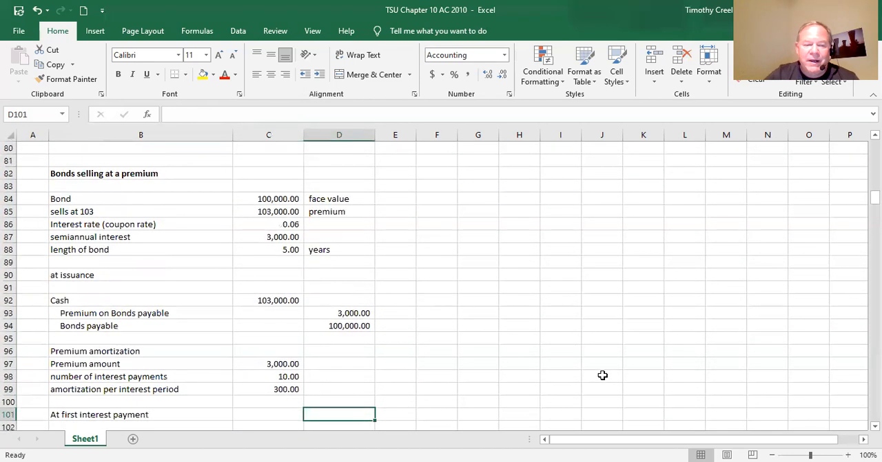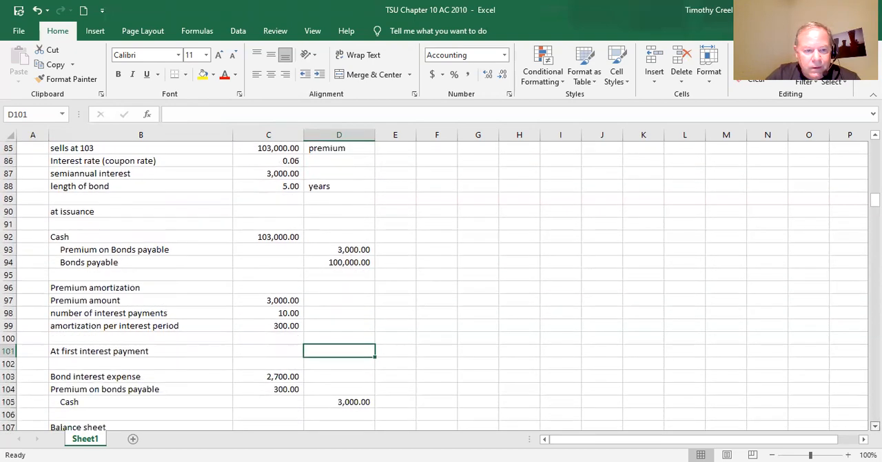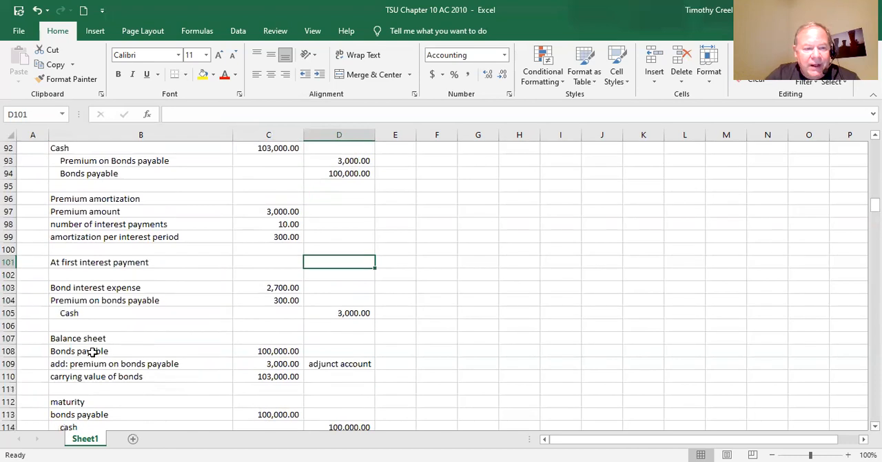Now, what this would look like on the balance sheet. Let me go down. Let's look at it on the balance sheet. Basically, what this would look like on the balance sheet is we would have bonds payable again at the face value, what we're going to have to pay back. We would add the premium on bonds payable, which is 3,000, and the bonds payable plus the premium would equal the carrying value of the bonds.